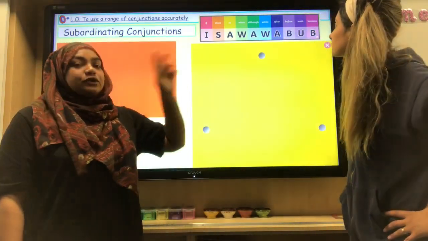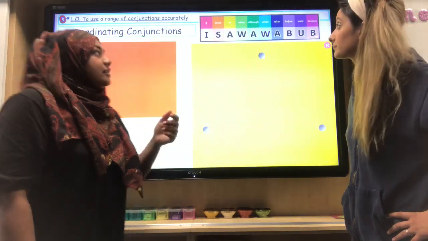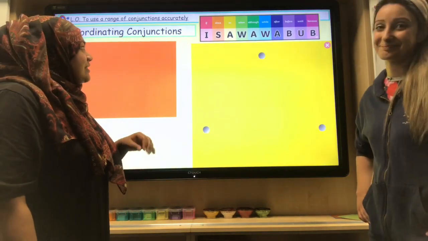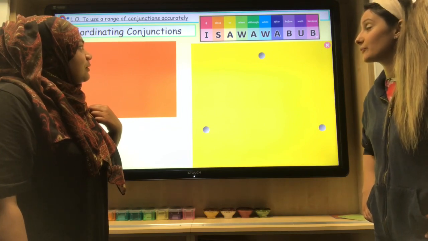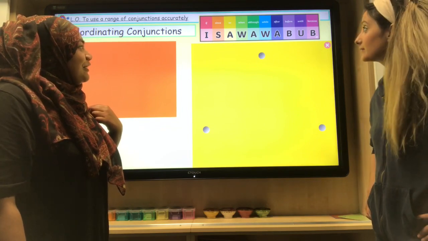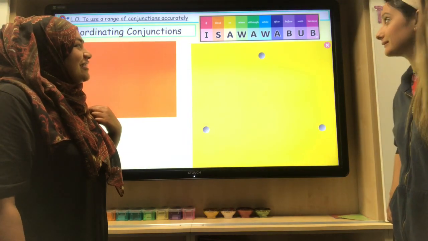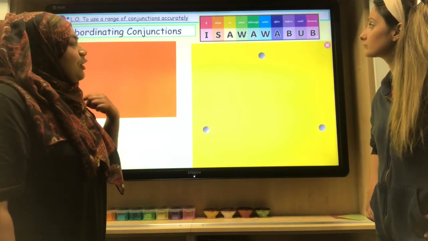These are the 10 most common subordinating conjunctions that appear. There are more than 10. I'm going to say the letter, Mrs. Gale, you can have a look and say what the word is. I, if. S, since. A, as. W, when. A, although. W, while. A, after. B, before. U, until. B, because. Good.